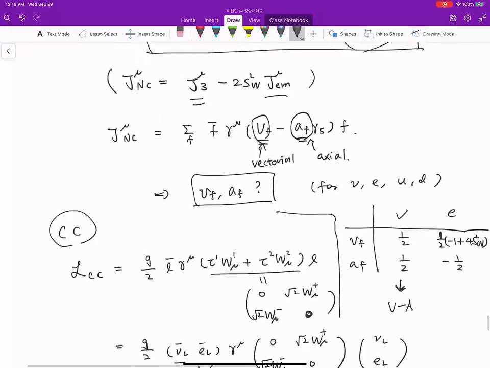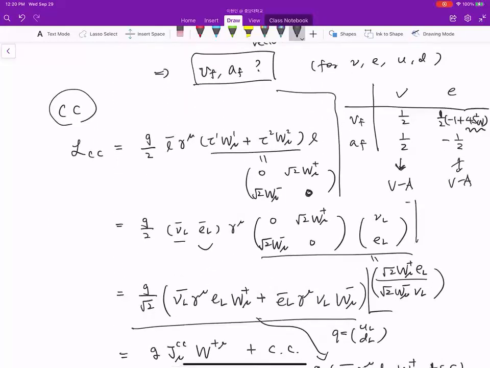This is almost V minus A, but not exactly V minus A because of this Weinberg angle contribution. The Weinberg angle, as I said, is measurable, and at the Z boson mass scale it is 0.231. So it is a small number, but it is non-zero. So V minus A is not precise for electron interaction.